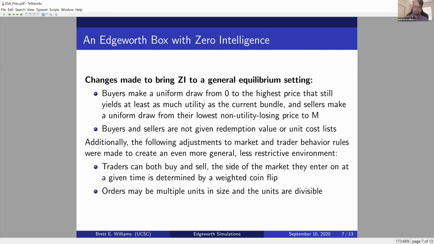Additionally, following these adjustments, I decided to make it a little more general and less restrictive. Traders can both buy and sell, so they're two-way traders. The side of the market they enter on is decided by a weighted coin flip, where the coin is weighted by the size of the region on either side of the market that they can enter, analogous to which side they think they'll be able to take more advantage of. Orders may be multiple units in size, and units are divisible, instead of the classic single unit.